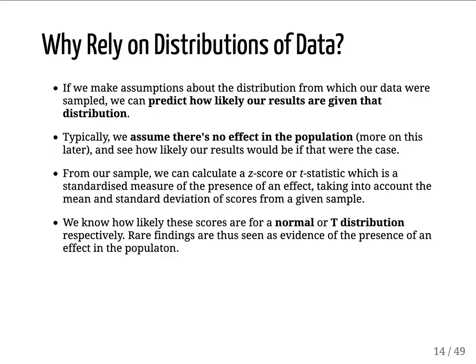Now what we generally do is we get our sample, we'll calculate some sort of statistic. So these can be called a Z-score or a T-statistic. But all you need to know about these stats is that they're a standardized measure of the presence of an effect. So effectively all it is saying is, well, how big is this effect? Is it big or is it small? While taking into account how big the sample is that you have and the variation in the scores that you might have in the sample. Now we can figure out how likely these scores are on that normal distribution or on that t-distribution respectively. And we see that, well, if these scores are very unlikely from these distributions, we'll take this as evidence for the presence of an effect in the population.